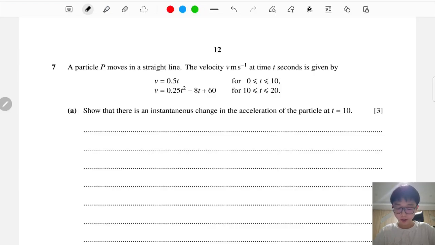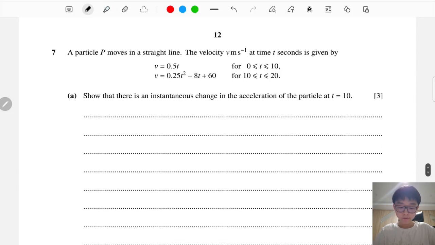For the last question, question number 7. A particle P moves in a straight line. The velocity v meters per second at time t seconds is given by these equations. Part A, show that there is an instantaneous change in the acceleration of the particle at t equals 10. So what we need to show is that the acceleration using the first equation at time t equals 10 is going to be different to the acceleration at time t equals 10 using the second equation.